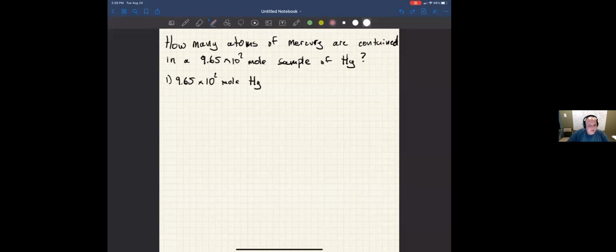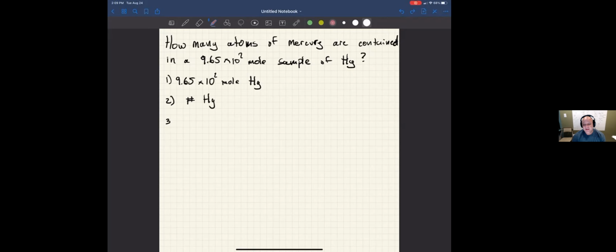The next part of the problem solving would be to write down what the problem is asking you. And it's asking you for the number of mercury atoms. Now, notice that I didn't write the word atom after the symbol for mercury, because that should be implied.